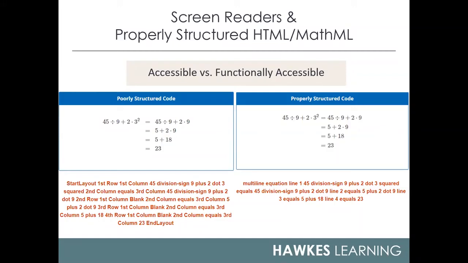What we worked on is making sure we were removing any extraneous information. On the left-hand side, you see it says "start layout, first row, first column," rather than just directly moving into the math, which is what the more concise right-hand side shows you. This again highlights that just because something is accessible does not necessarily mean it's easy for a student to use. It's our job as a company to do everything we can to properly structure our code so students can better understand what's being read to them if they are having to use a screen reader.